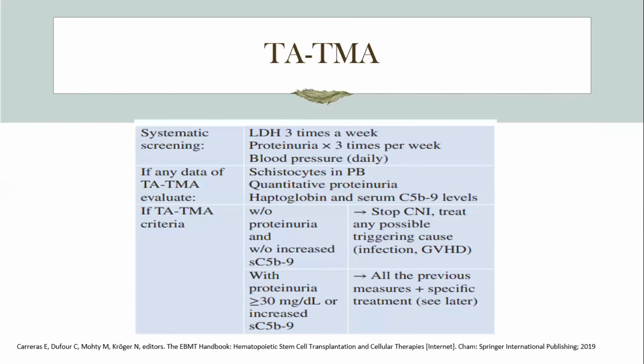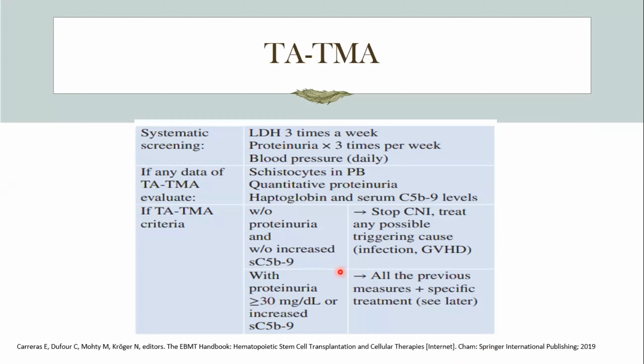So when screening or considering a diagnosis of TA-TMA, the EBMT suggests that an LDH should be done 3 times a week, urine dipsticks should be done 3 times a week, and blood pressure daily. If there's any abnormality there, then you would move on to assess for the presence of schistocytes, do a quantitative assessment for proteinuria, and measure the haptoglobin and complement levels.